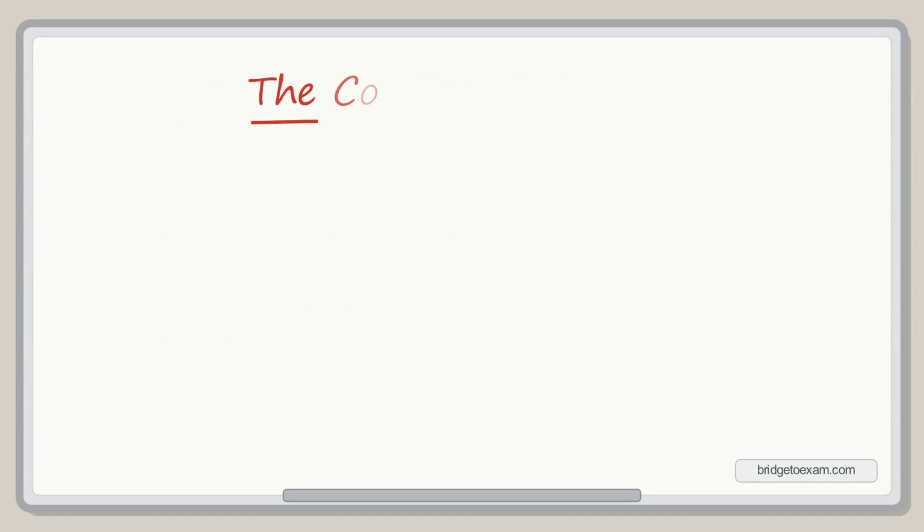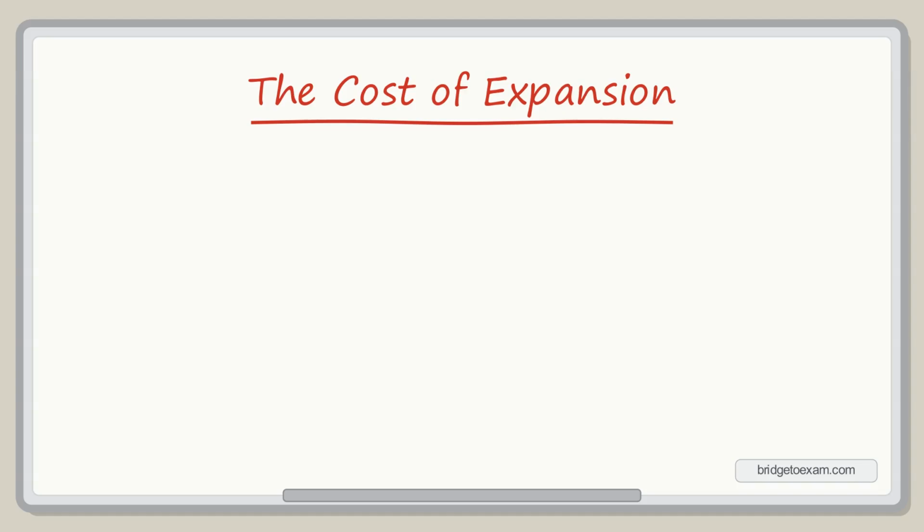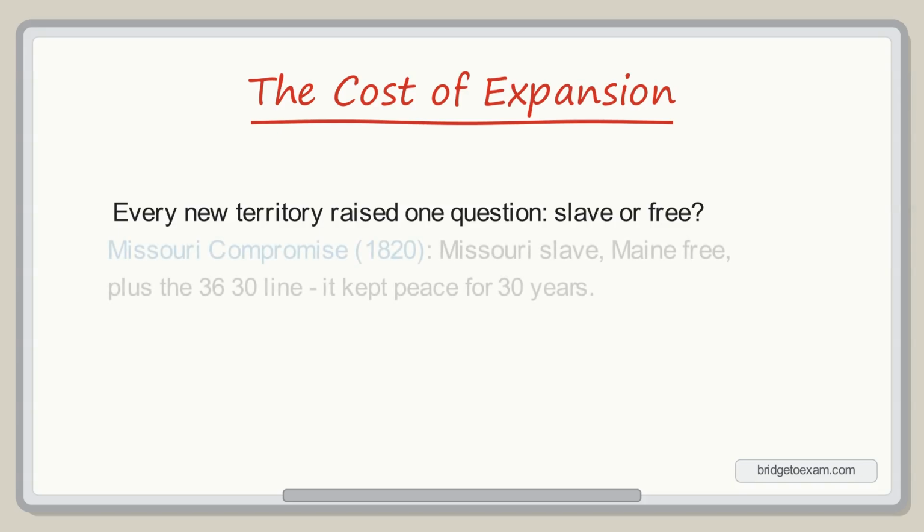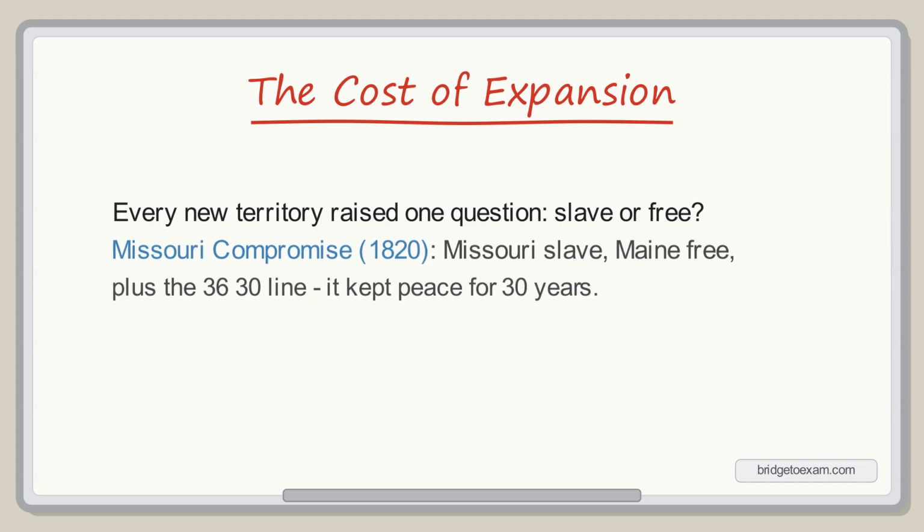But expansion came at a terrible cost. Every new territory forced the explosive question: would it allow slavery? The Missouri Compromise of 1820 answered it for a while, admitting Missouri as a slave state and Maine as free, and drawing a line across the map.